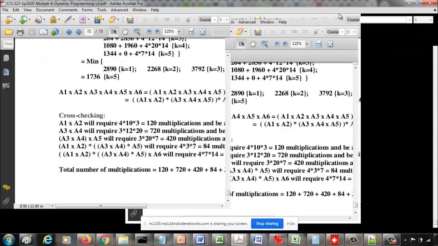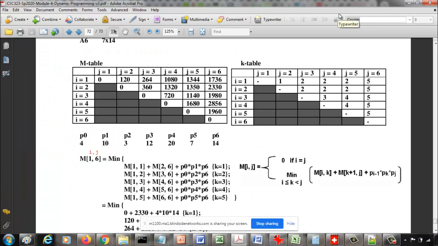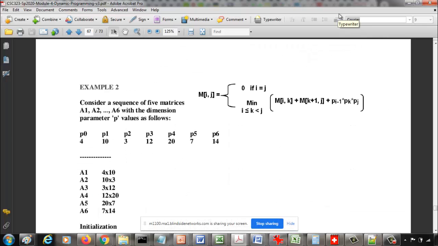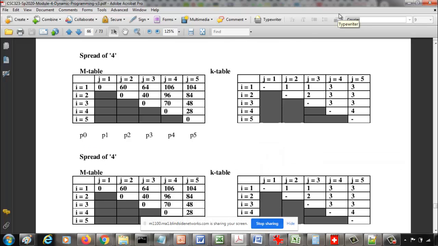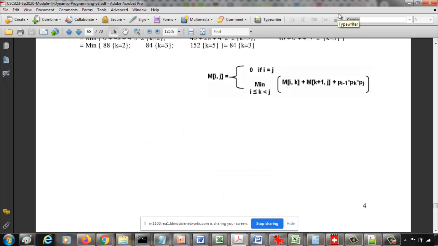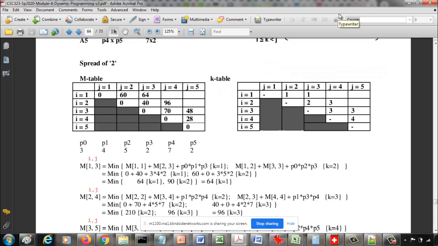Alright, so I think this is bigger now to look at my PDF file, so it's easy to explain with this. Alright, so let us now look at the spread of 2. Spread of 2 means the difference between i and j is 2. So that means you're going to fill these 3 cells.